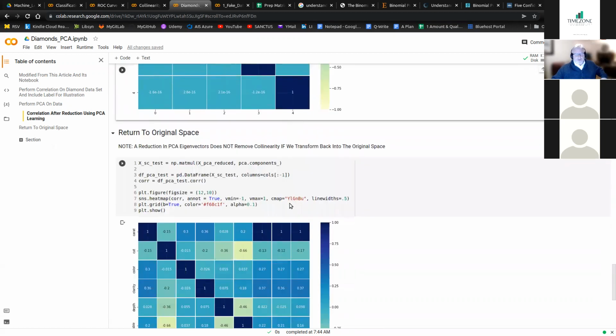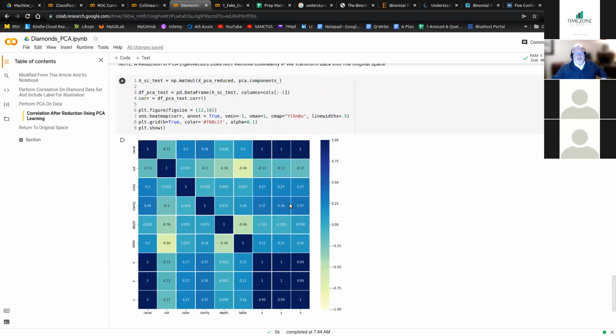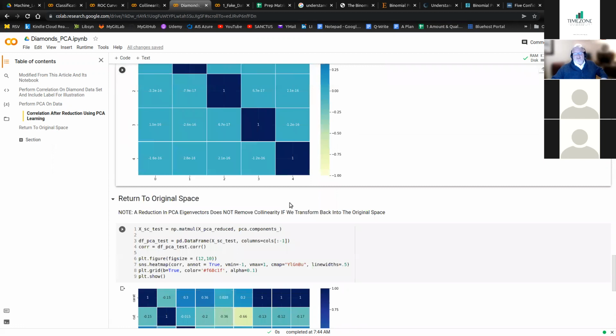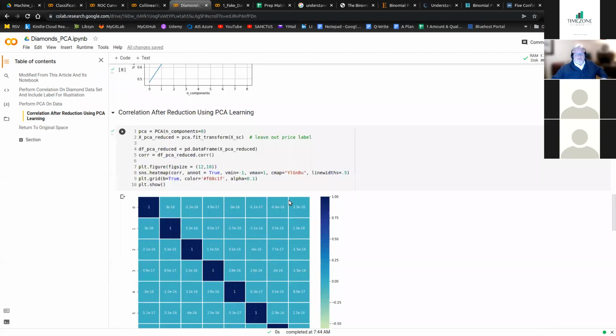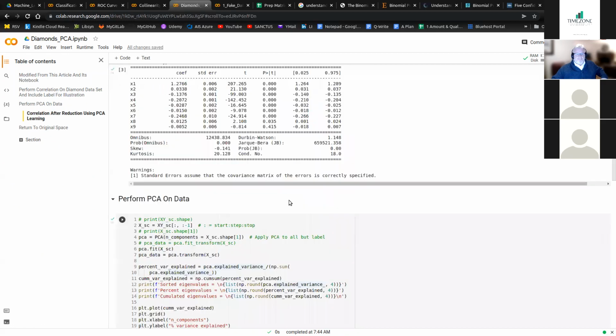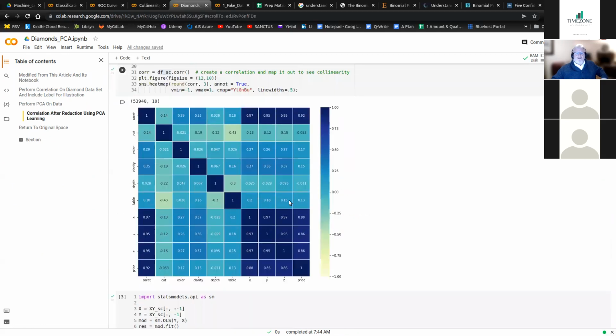I mean, there may be rare times where you only care about the prediction. And if that's the case, you know what? You didn't need to do any of this. You can get accurate predictions using all these features.